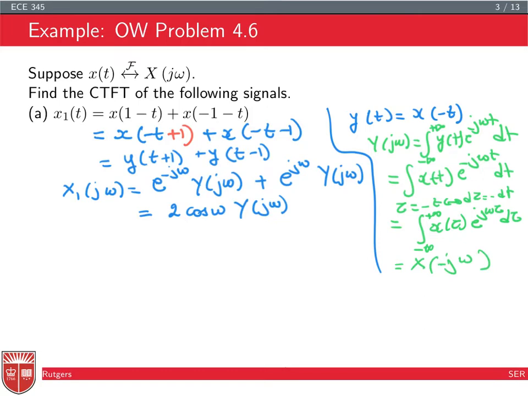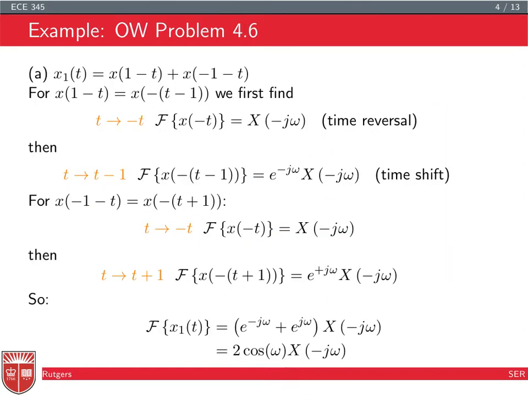So this is x of minus j omega. If I go back to my main calculation, I get 2 cosine omega x of minus j omega. The slides give a more detailed description of what's going on here, and you get the same result. So we're using two properties: the time shift that we saw before, and the time reversal property, which I derived in detail in the previous slides.